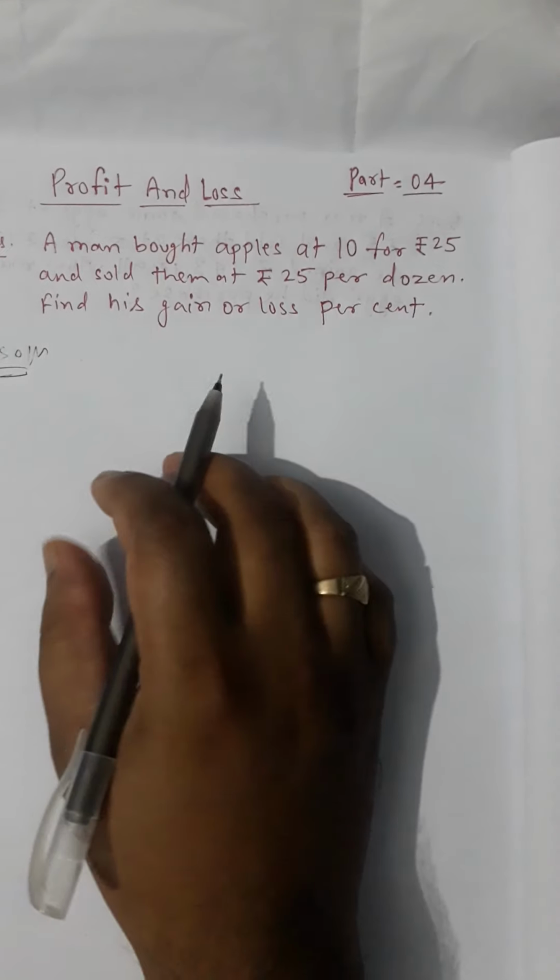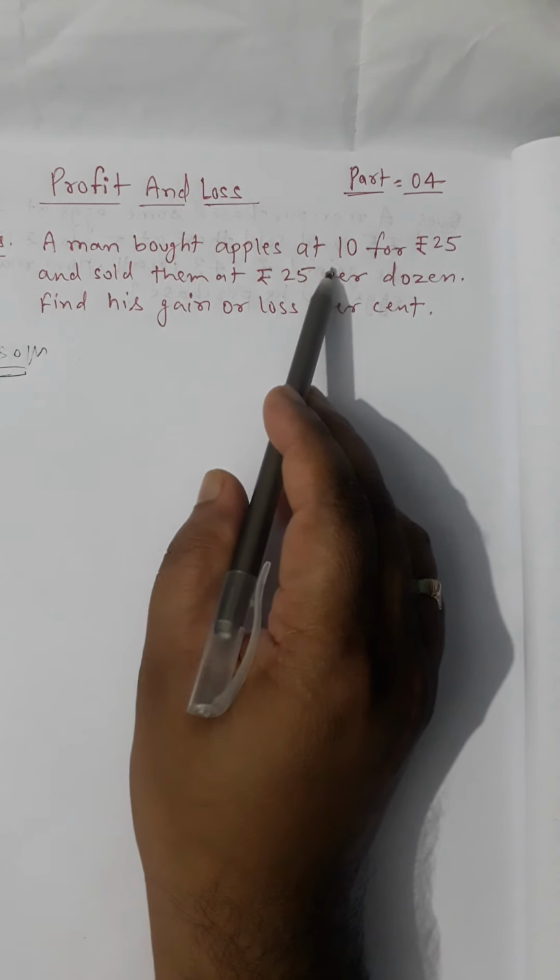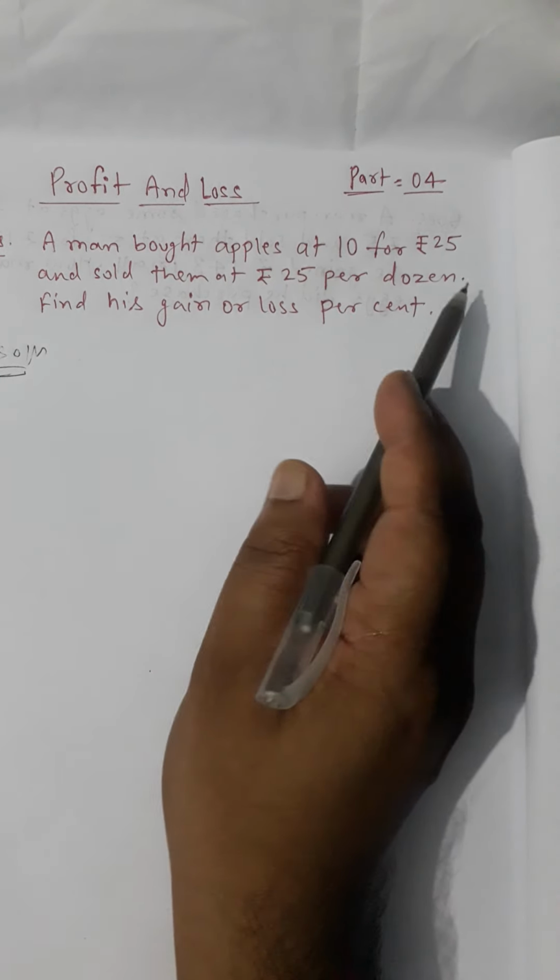Okay dear, see here. A man bought apples for 10 for rupees 25 and sold them at rupees 25 per dozen. Find his gain or loss percent. So let us start the solution. In this case, a man bought apples at 10 for rupees 25.